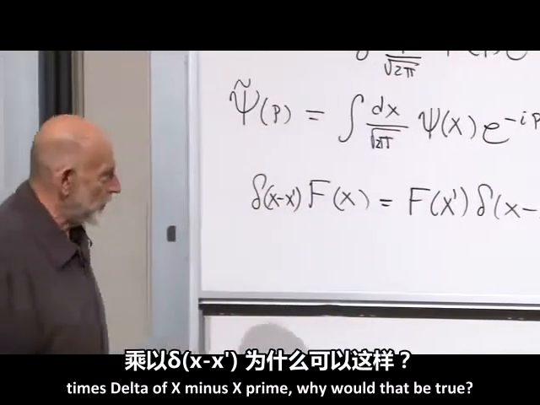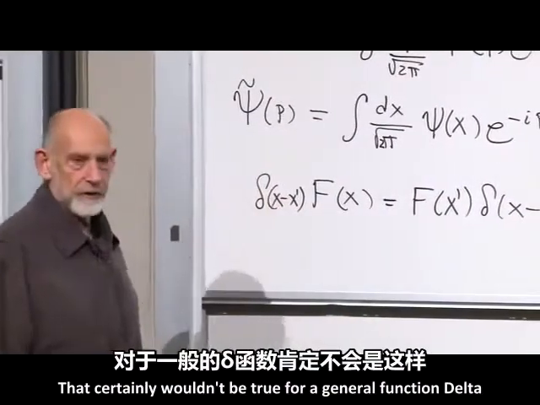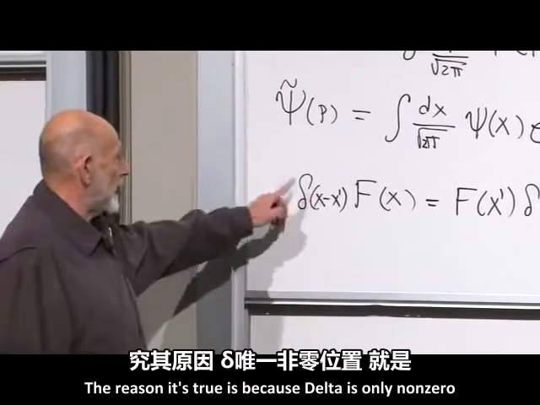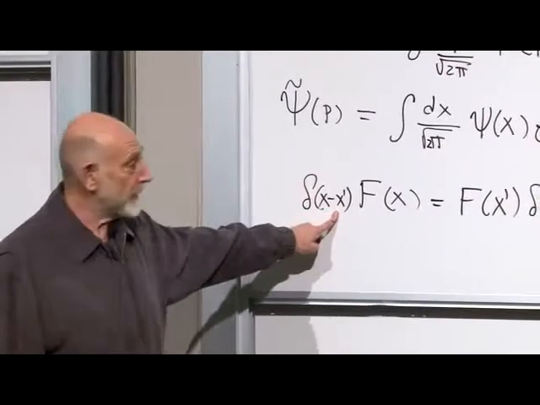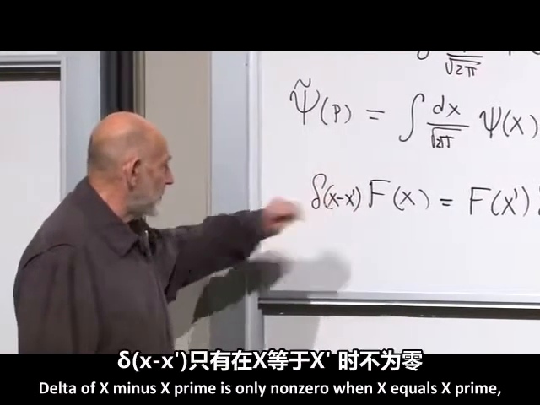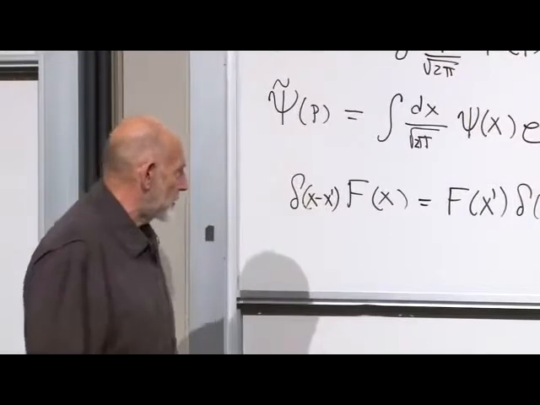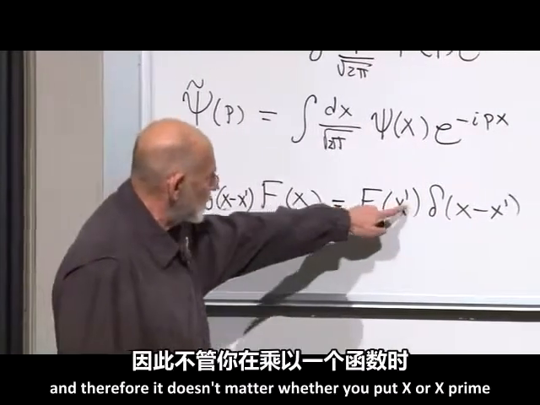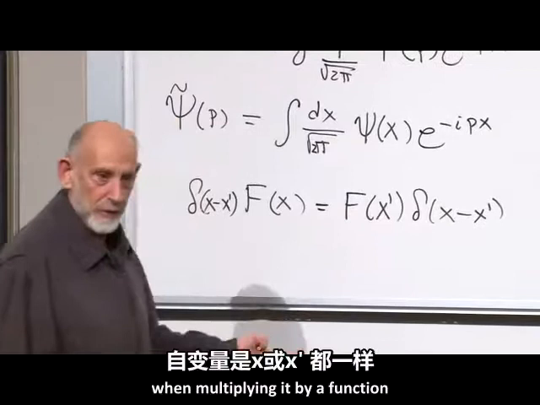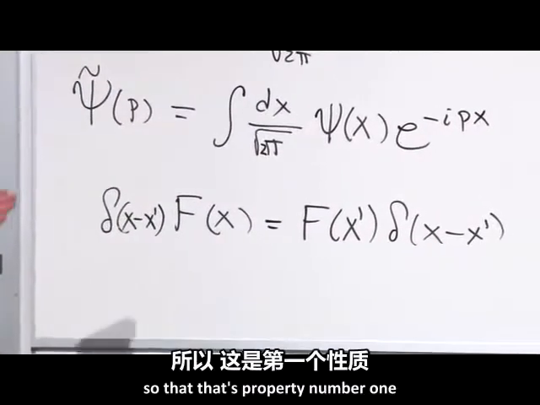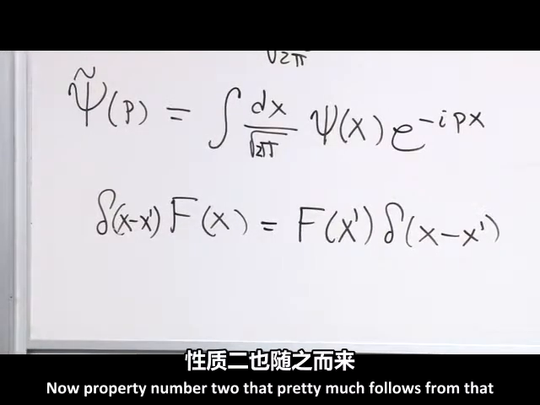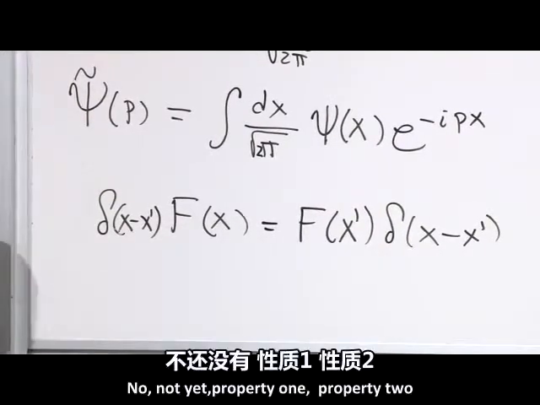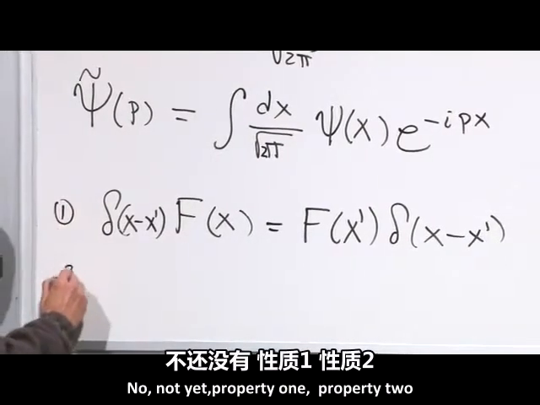Why would that be true? That certainly wouldn't be true for a general function delta. The reason it's true is because delta is only non-zero when x is equal to x prime. So it's no big deal. Delta of x minus x prime is only non-zero when x equals x prime, and therefore it doesn't matter whether you put x or x prime when multiplying it by a function. So that's property number 1. Now, property number 2 that pretty much follows from that, no, not yet. Property 1, next property 2.